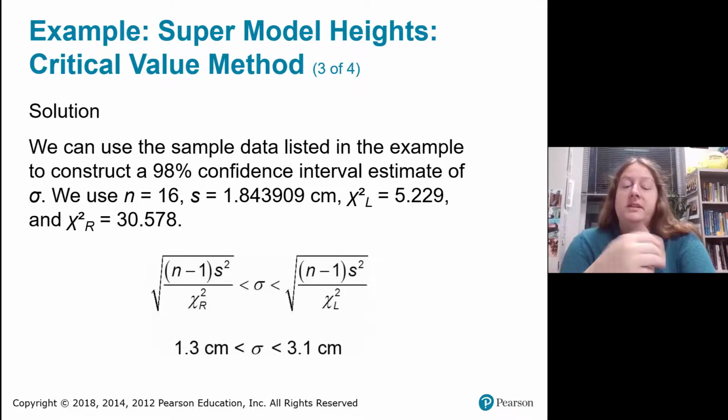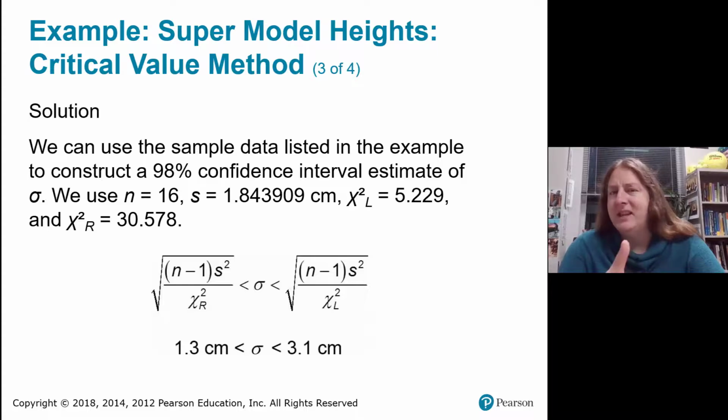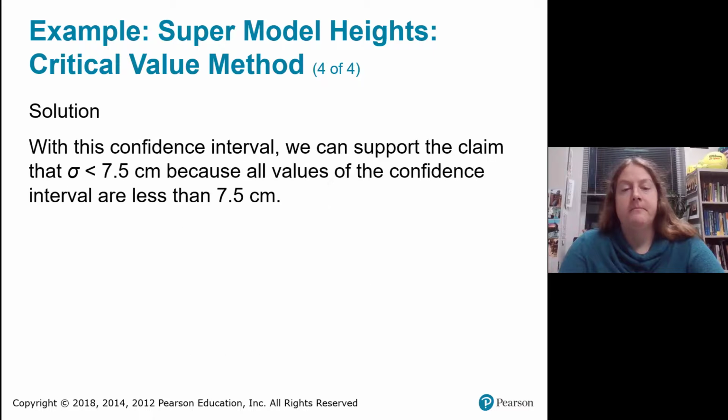Then we plug those into our formula for the confidence interval for our standard deviation. It's the same as the one for the variance, except we have square roots over everything to get rid of the squared. When we do that, we get 1.3 centimeters as a lower bound and 3.1 centimeters as an upper bound. So we have our standard deviation being between 1.3 centimeters and 3.1 centimeters.